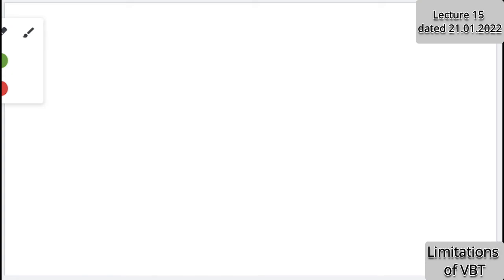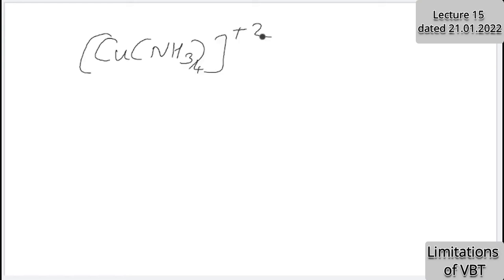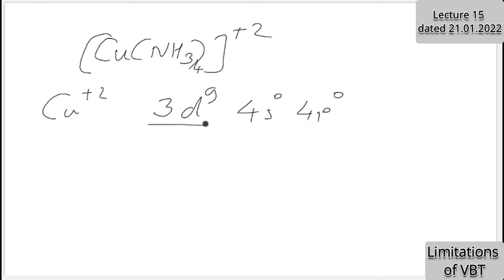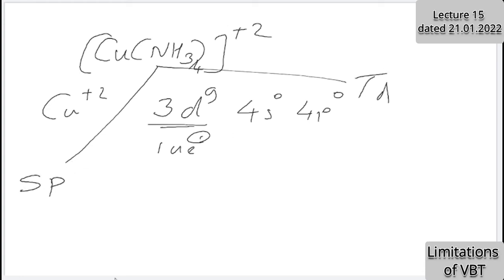Those who were not attentive, pay attention now. The complex I am discussing is the copper ammonia complex. The central metal ion is copper plus 2. The outermost electronic configuration is 3d9 4s0 4p0. As per the electronic configuration, one unpaired electron is there in that free metal ion. And if the coordination number is 4, 2 possibilities are there: one is tetrahedral and the other is square planar. As per our previous logic, whatever the strength of the ligand, since there is no space available inside, sp3 should be the hybridization and tetrahedral the geometry. It's a simple application of valence bond theory.